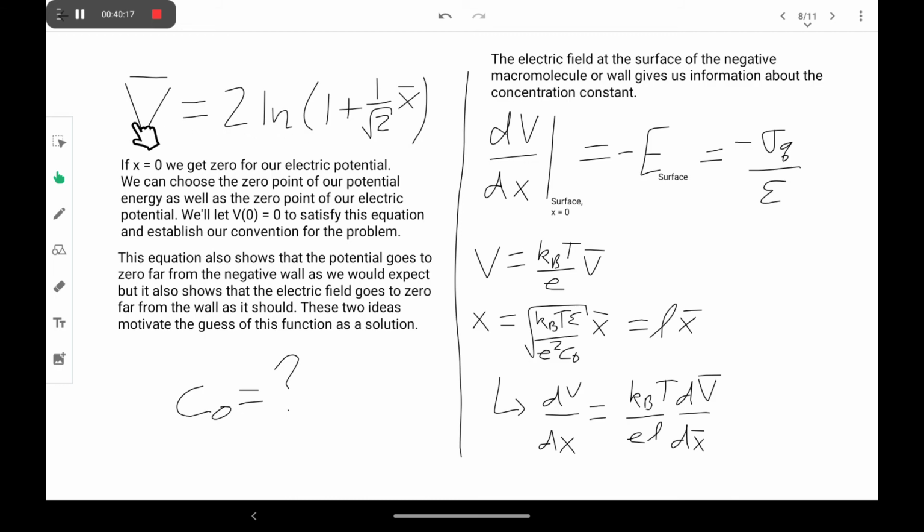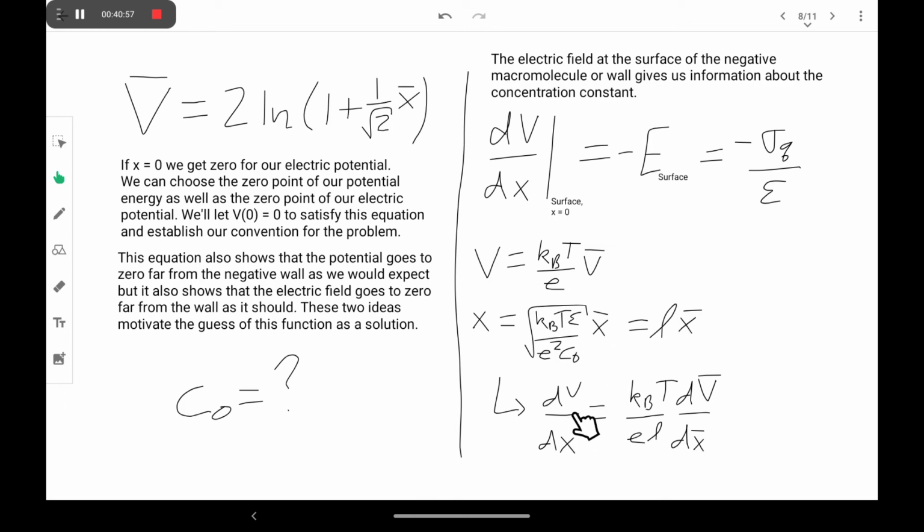But I already know that the voltage is going to be dependent on the constants that are hidden in these two variables. So it should pull out. So let's go ahead and get this equation now to have the normal V and the normal x and see what we can do with it. So first of all, remember, V equals kBT over E times V bar, and x equals all this stuff times x bar. Now, just for brevity, I'm going to call this a length, L, so that x equals L x bar. But then we'll dig into L so we can find out what C0 is.